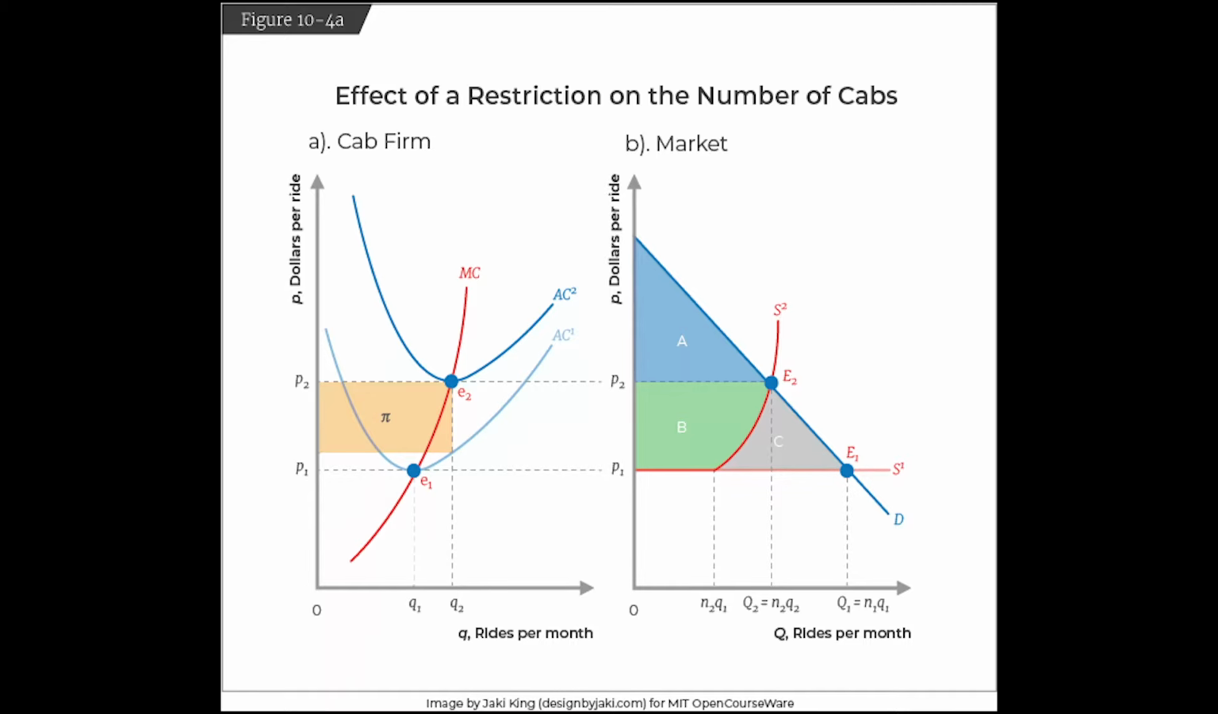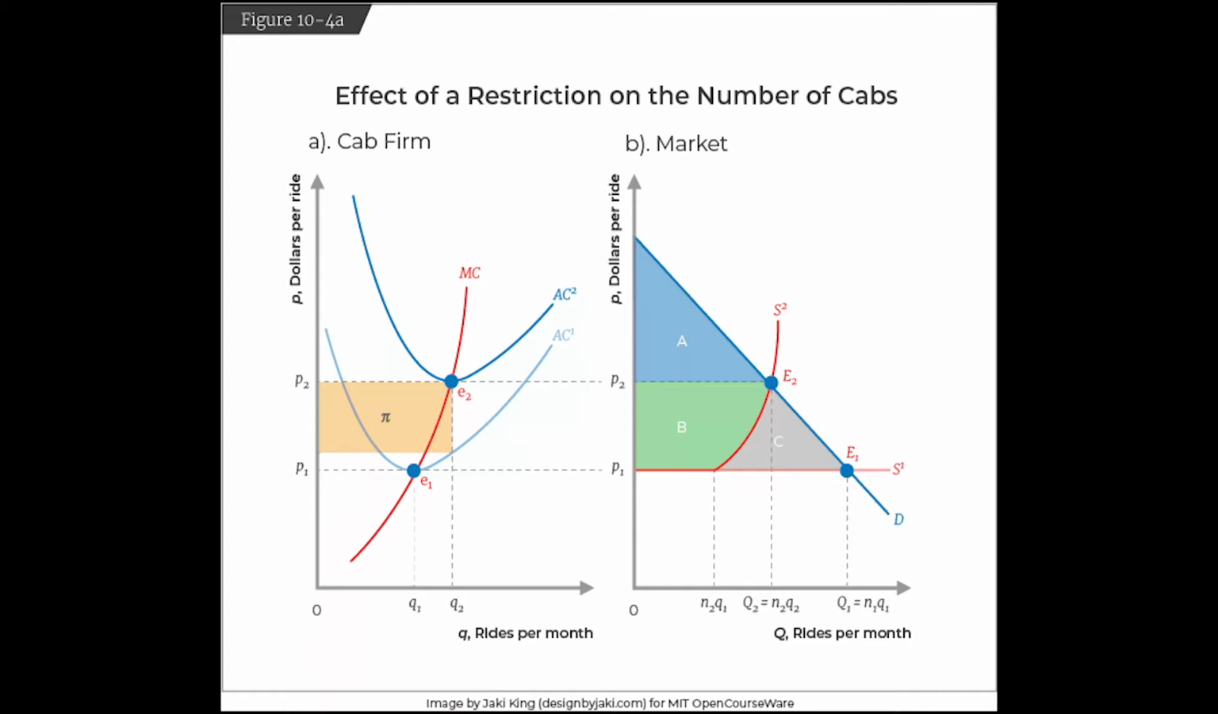If each firm can produce little Q1, and the total amount of rides is going to be big Q1, then that implies little N1 firms. So let me go through it again. Supply equals demand at big Q1. That gives you a price P1.